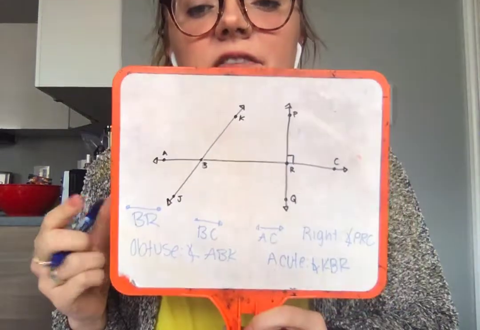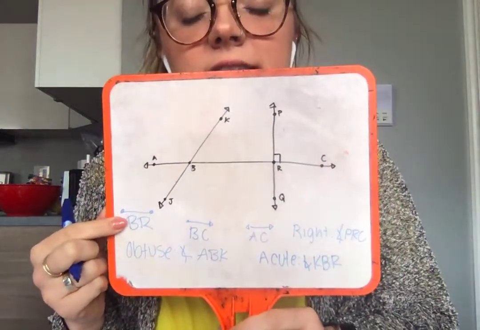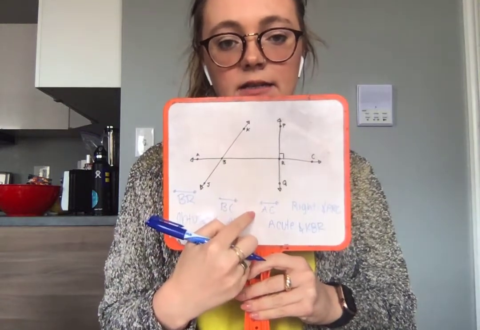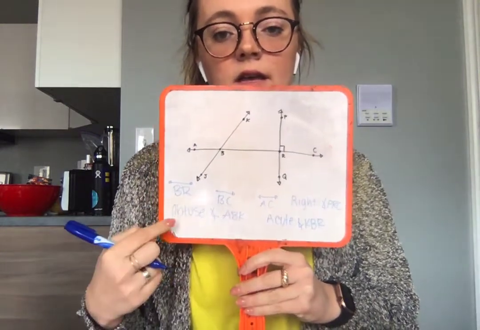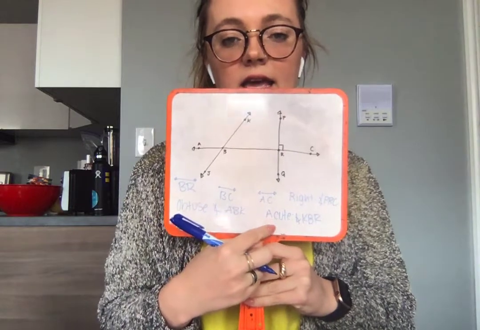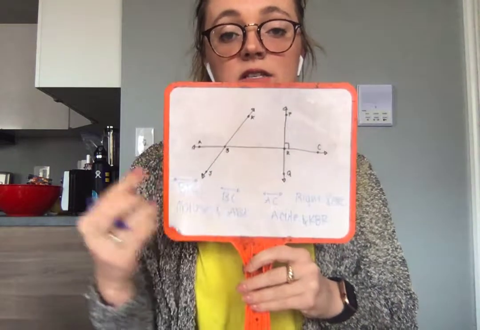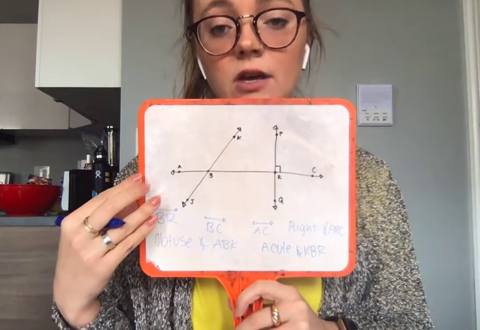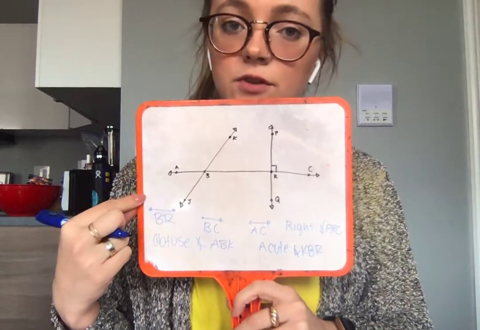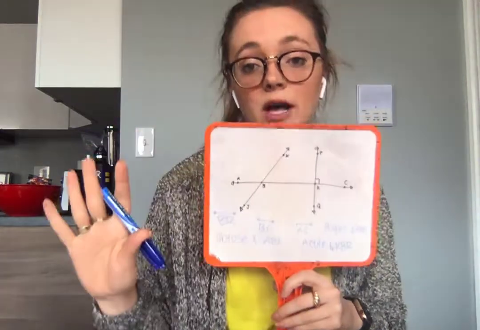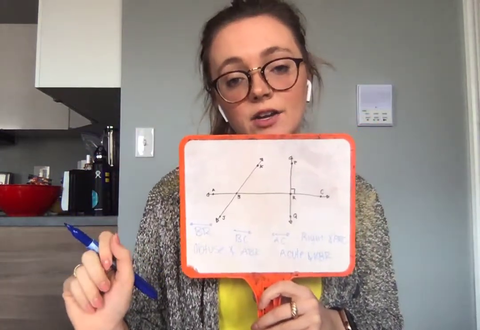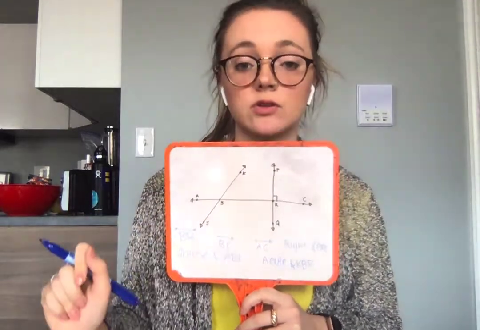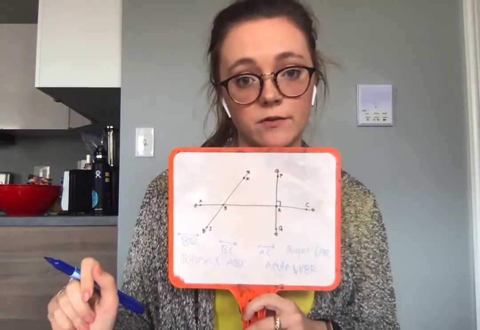All right, so I've identified a line segment, a ray, a line, a right angle, an obtuse angle, and an acute angle. So I'm about to give you guys a problem, and I want you to do the same exact thing. When I put the problem on the board and give you the directions, I want you then to pause the video, try it on your own, and then come back, press play, and I will show you what I did, and you can check if you were correct.